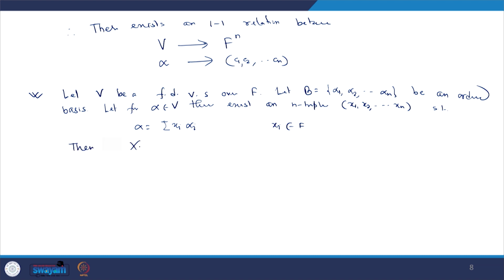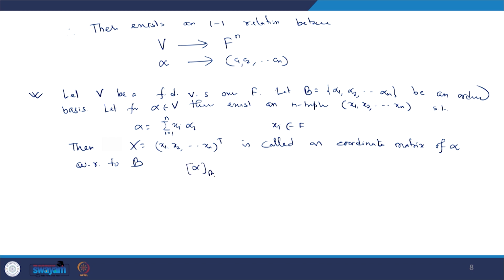Then capital X equal to (x1, x2, ..., xn) transpose is called the coordinate matrix of alpha with respect to the ordered basis B. So, the transpose of x1, x2, ..., xn, those coefficients, is called the coordinate matrix of alpha with respect to B. Symbolically, I can write that the coordinate matrix of alpha with respect to ordered basis B is equal to (x1, x2, ..., xn) transpose, which is equal to capital X. So, this belongs to F^(n cross 1), a column vector.